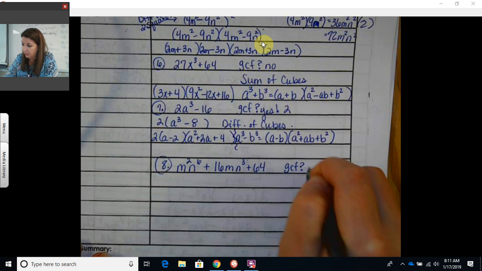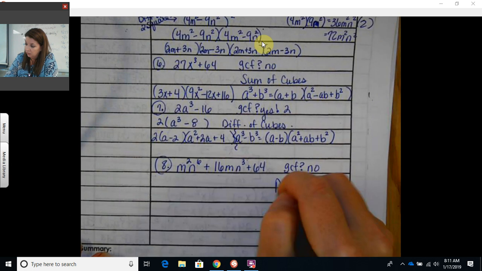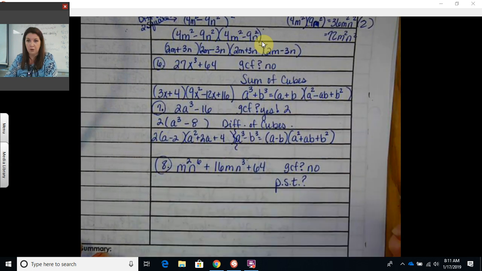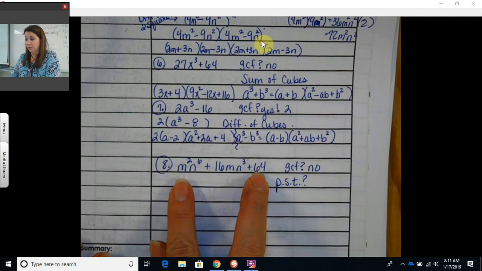Okay. Is it a quadratic where I could try a T chart and divide and slide? Is it a sum of cubes? Difference of cubes? Difference of squares? What else is there that I could check? Is it a perfect square trinomial? Let's check it out. We can see my first term is a perfect square and the last term is a perfect square. It's a trinomial, and C is positive. But we have to check the middle term.